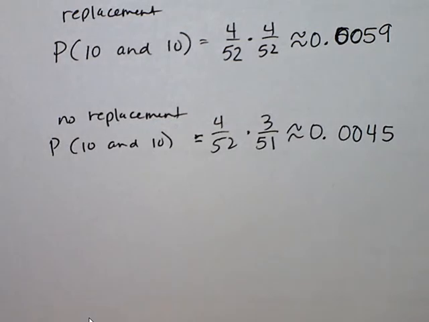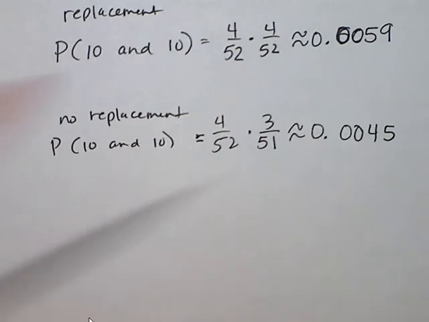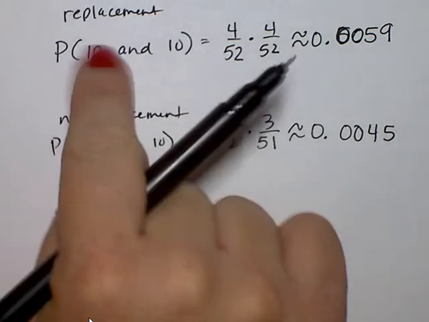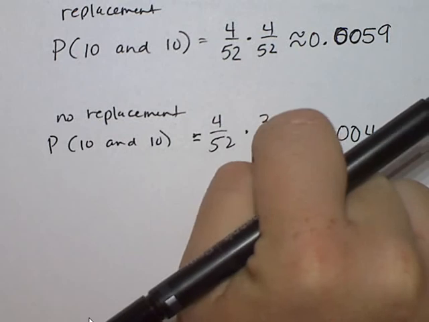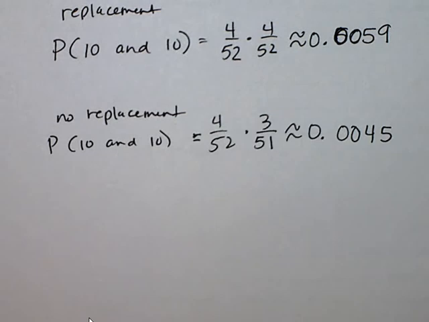So which one gives us a better opportunity to draw 2 10s? Replacement. So after you show the math, you could say you have a higher probability of drawing 2 10s using replacement. But I have to be able to see this math to back up your answer. Thumbs up or thumbs down with your understanding of this? Okay, good.